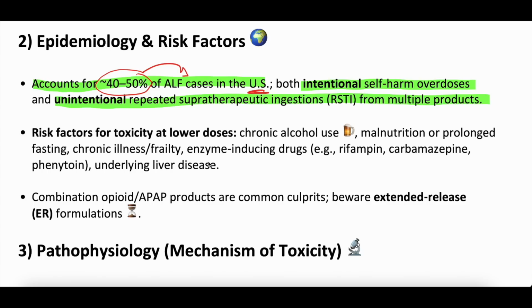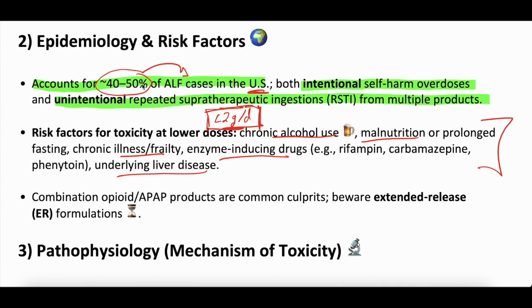Risk factors for toxicity at lower doses are the things we talked about, right? The things that should keep a patient to less than 2 grams per day total: chronic alcohol use, malnutrition, chronic illness, enzyme-inducing drugs, right? We talked about rifampin and carbamazepine and phenytoin, underlying liver disease. All these things are why the max in that patient population is less than 2 grams per day rather than the less than 3 or 4 grams per day.